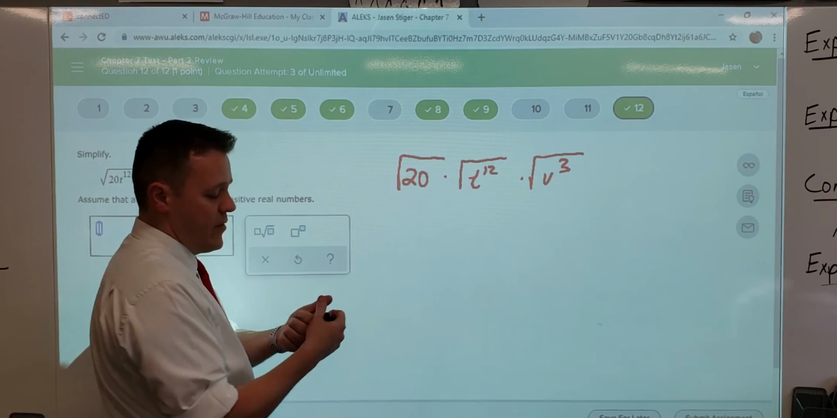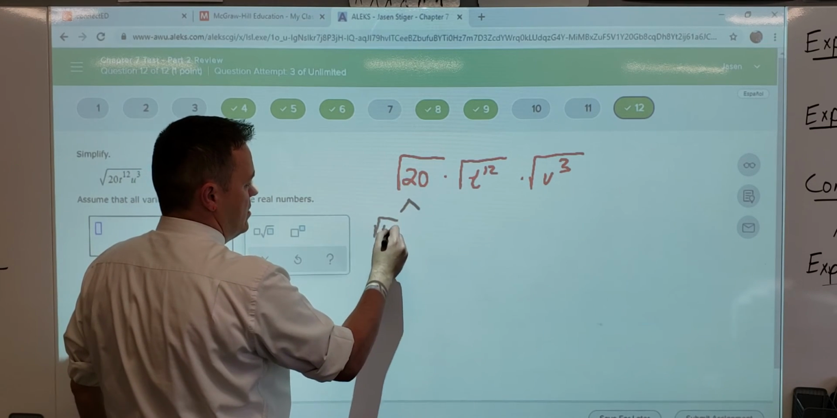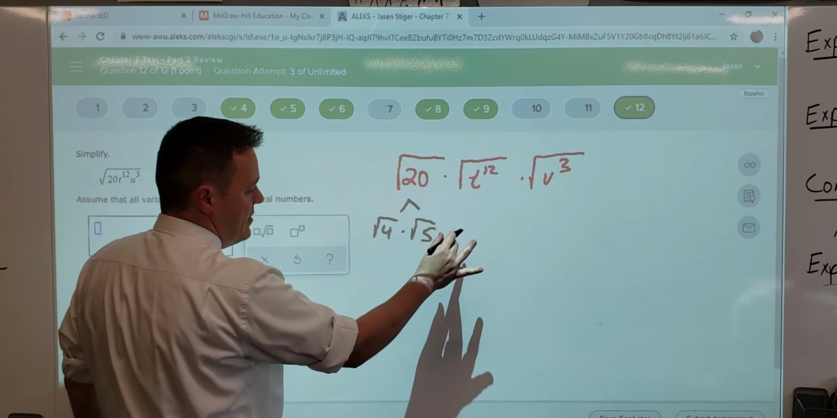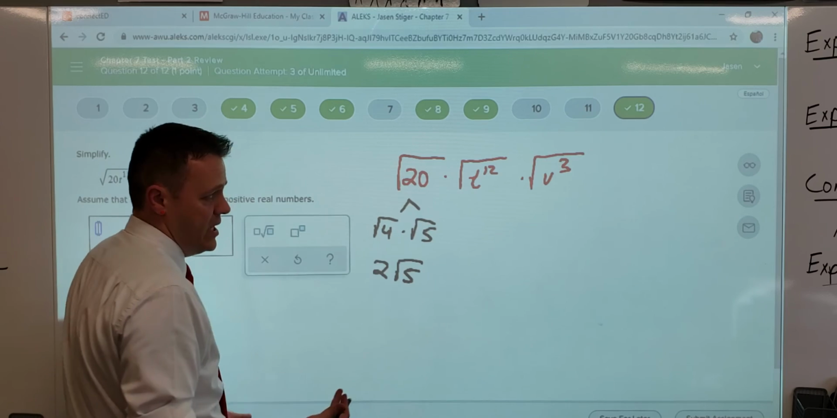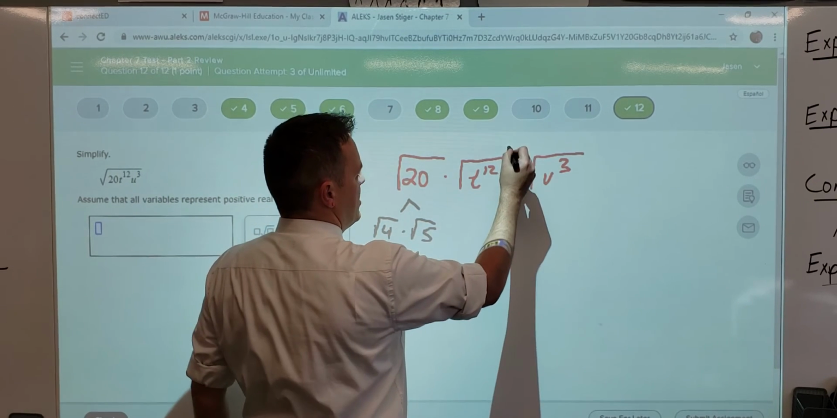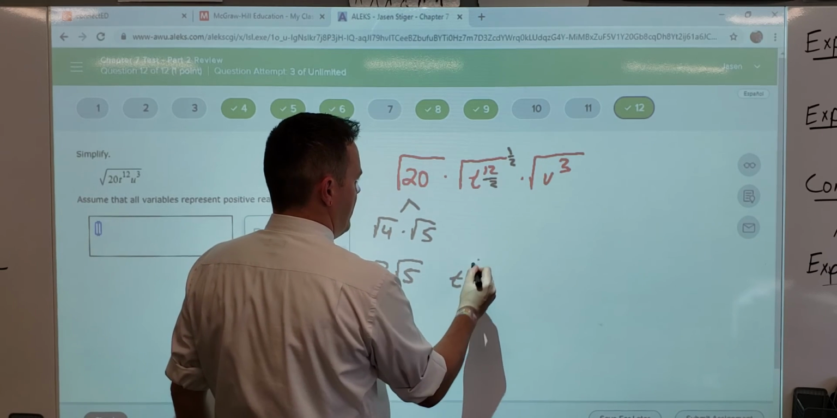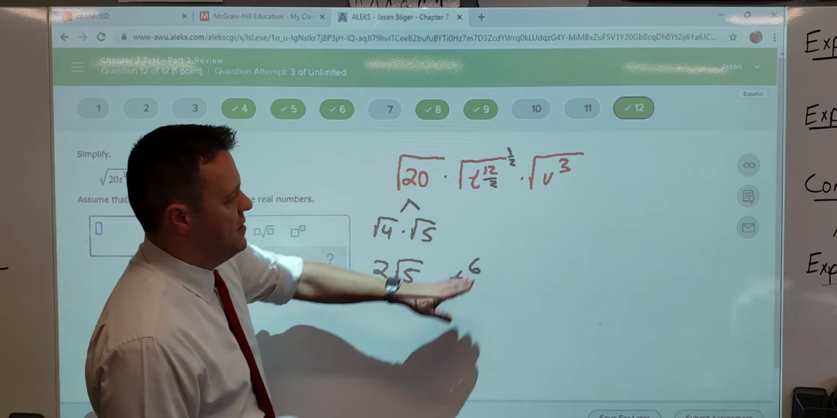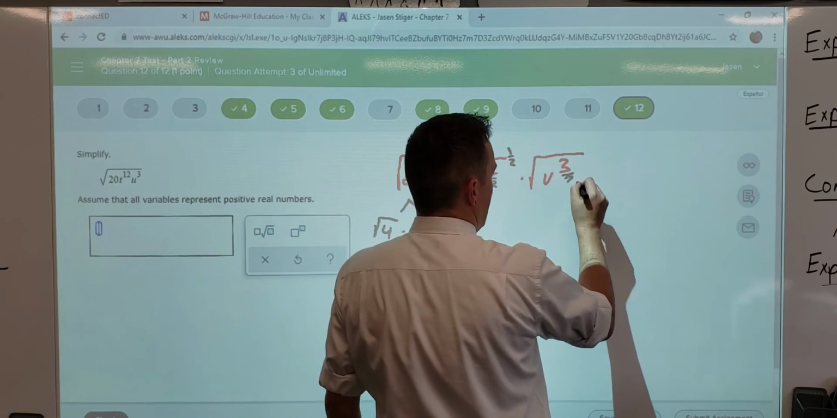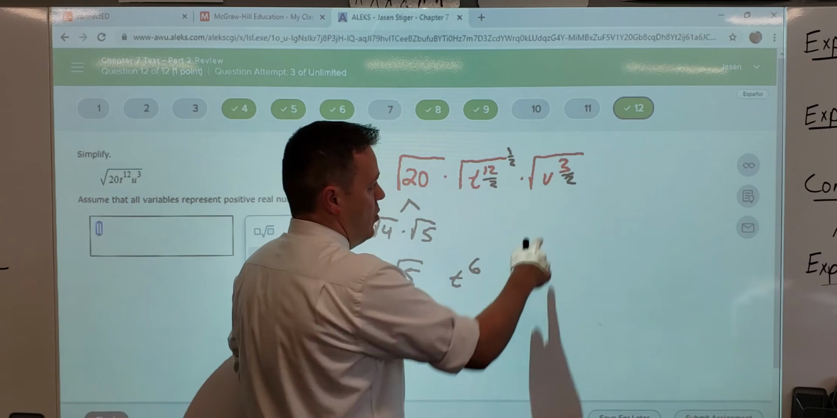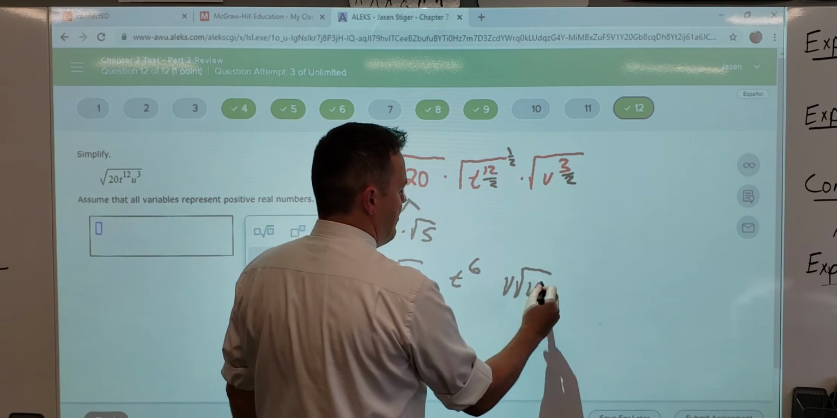So 20, perfect squares would be 4, 9, 16. Well, I know 4 goes in here. And then you leave it like that. Square root of 4 would be 2. Square root of 5, that's a prime number, you can't touch it. 12, remember, this is 1/2. So what is 12 divided by 2? That would in fact be t to the 6th. And then u to the 3rd. Remember, u to the 3rd, if I do this by 1/2, would be 1.5, which means I can pull 1 out, but I have to leave half of it behind.